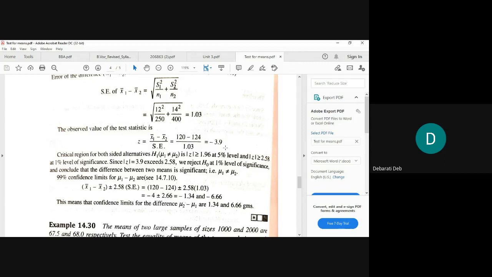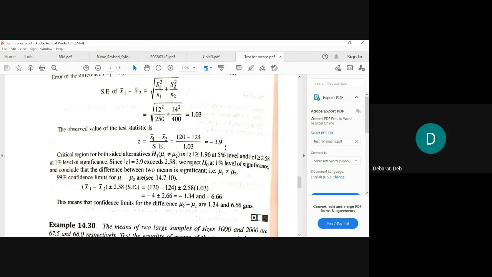Now you will write the lines whichever you can see on your screen. These lines are all important. So please write down critical region for both sided alternatives, H1 under bracket mu1 not equals to mu2. We are writing it in the form of H1. You can also write it directly as H0.